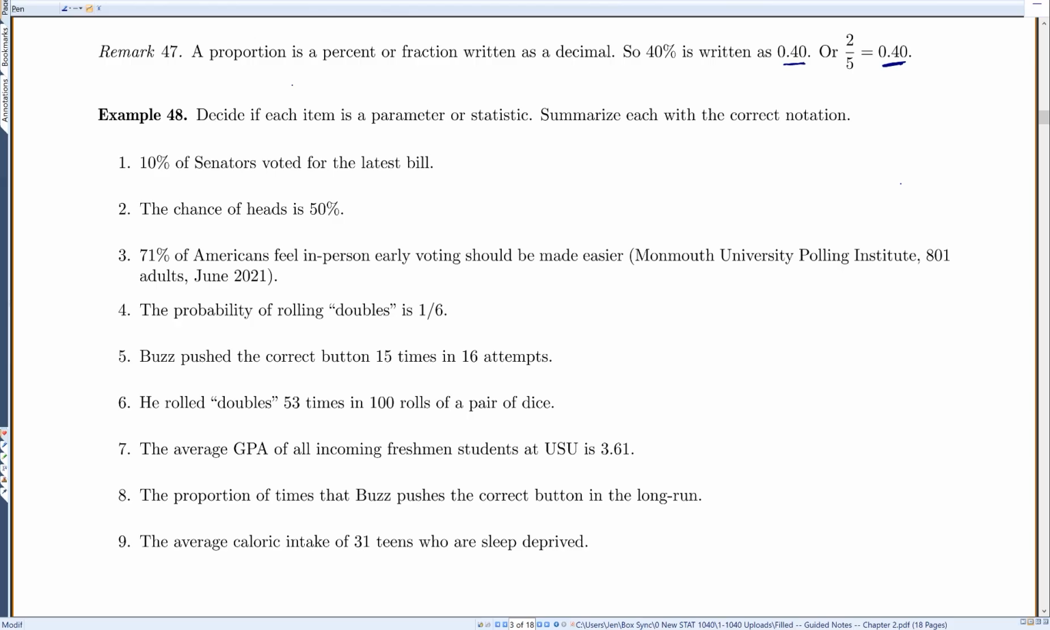So 10% of senators voted for the latest bill. Do we have information on all the senators? Well, yes, there's not actually that many senators. We can collect information on all the senators. So to me, that sounds like it's for the entire population. The senators is the entire population of senators, and so this would be a parameter. And I could say that pi equals 0.10. So pi is our population proportion symbol.